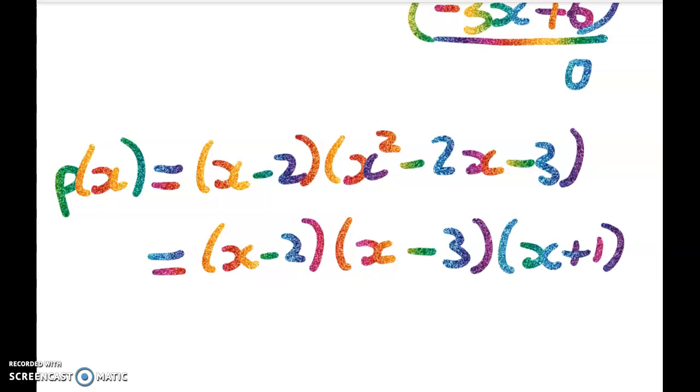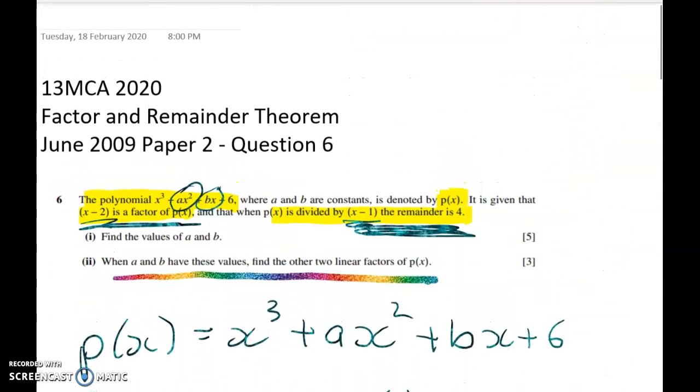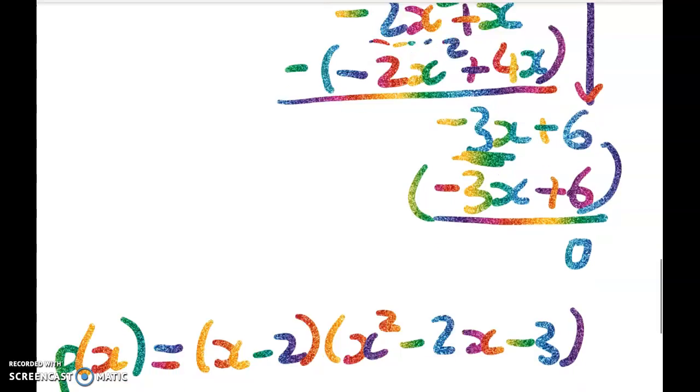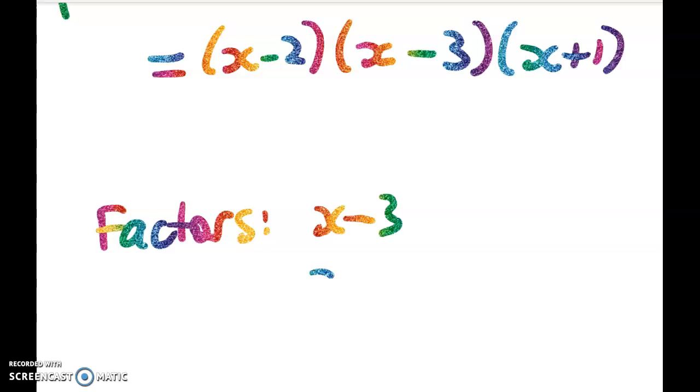Now let's just read the question back to see what we were asked to do, and then I'm going to show you another way to do it, which is worth looking at. So find the other two linear factors. So we just need to state what they are. So factors x minus 3 and x plus 1.